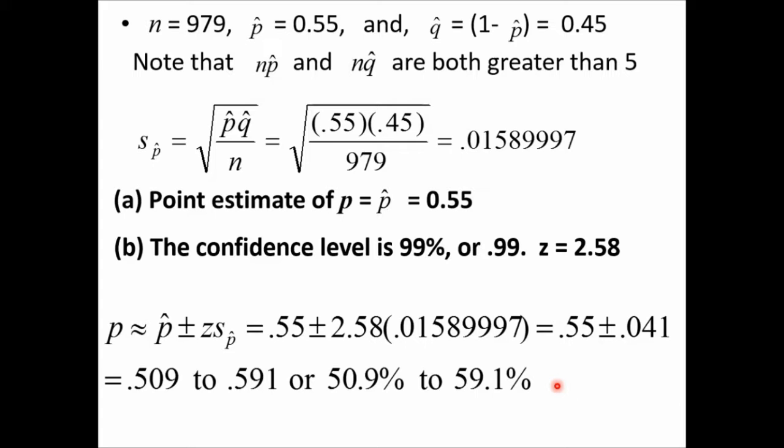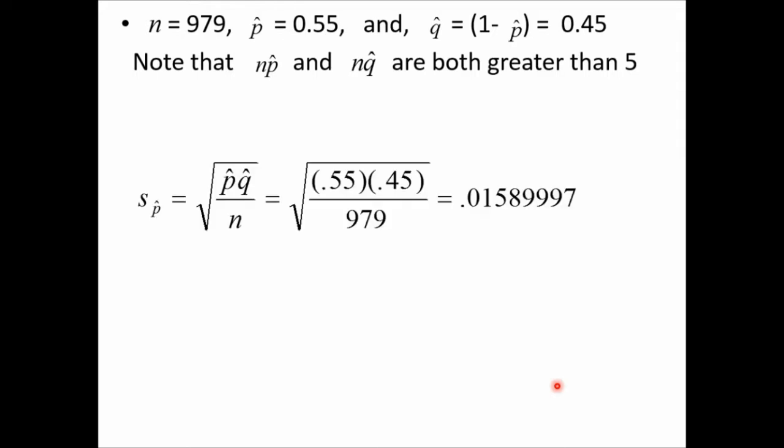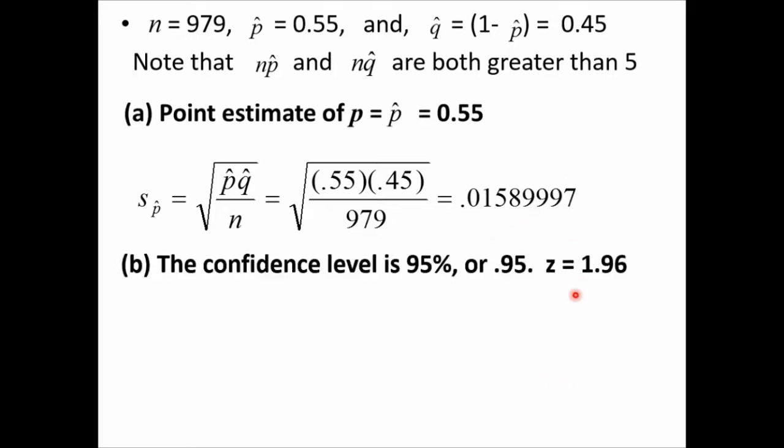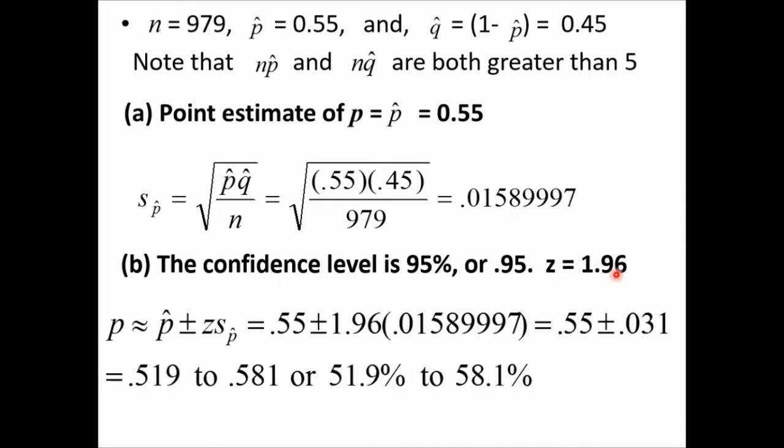Now, if we try to do the same estimation at 95%, let's see what's going to happen. Here again, we have the standard error as we calculated it before. We have a point estimate of 0.55. At 95%, z is 1.96. And if we substitute that in our expression of interval estimate, we're going to get a new margin of error. 0.55 is a point estimate, but this time it's plus or minus 0.031. Meaning that at 95%, we are confident that the proportion of 0.519 to 0.581, or 51.9% to 58.1% of Americans would agree that owning a home is part of the American dream.